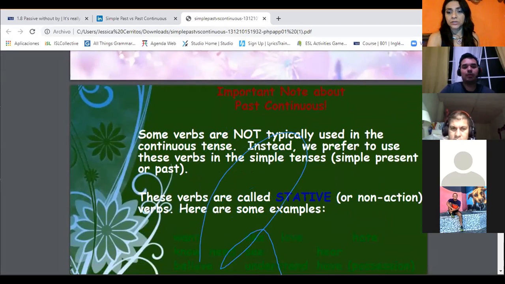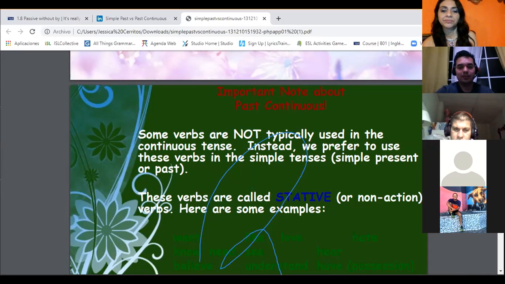Important notes about past continuous. ¿Quién está manchando mi pizarra? No. Important notes about. Teacher. Today, no. Okay. Jennifer? No. Okay. Important notes about past continuous.